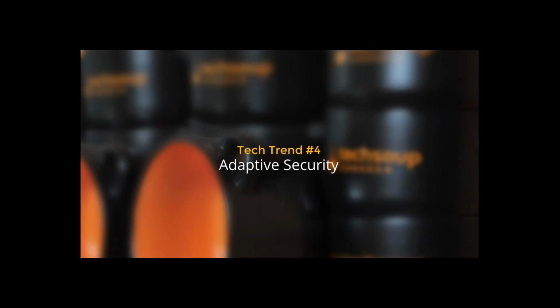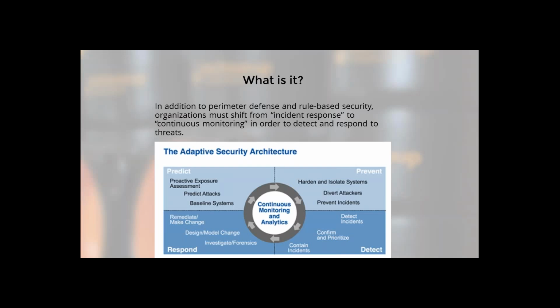The next trend is adaptive security. So this is actually more of a philosophy. And to really understand this, let me describe what the traditional form of security is right now. Right now we have what we call perimeter defense, which is firewalls, and rule-based security, which is antivirus software or any kind of security software that you install on computers.